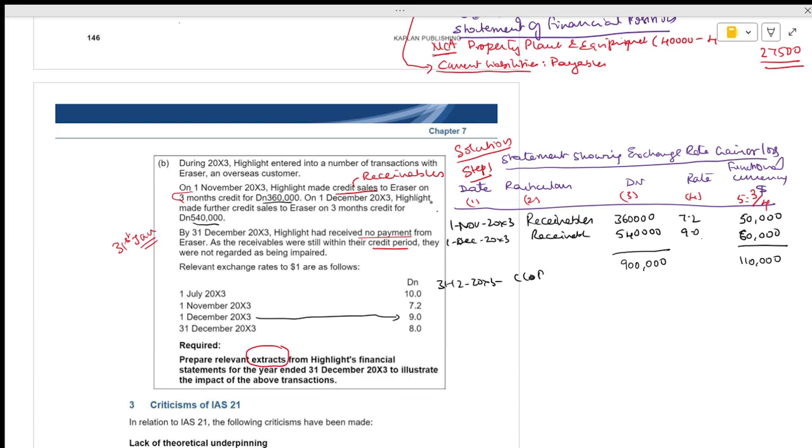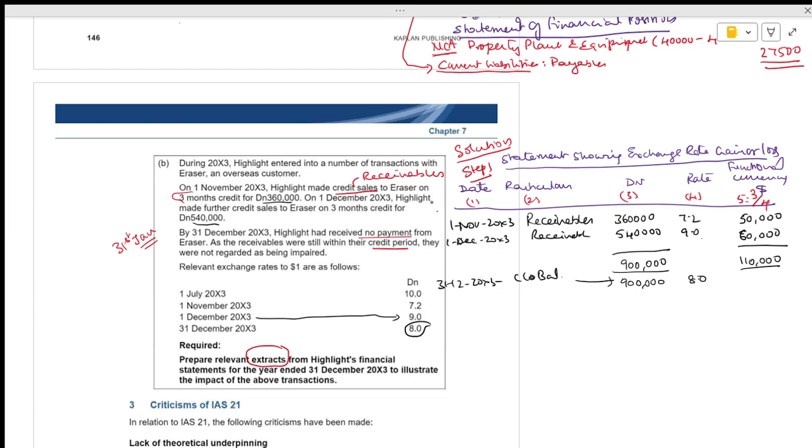Here you have to be very careful. When you are going back to back from payables to receivables, the rule will change. It will be reciprocal. This is the closing balance. How much is the closing balance? Closing balance is 900,000. What is the closing rate? Closing rate is 8. 900 divided by 8, how much does it come to?